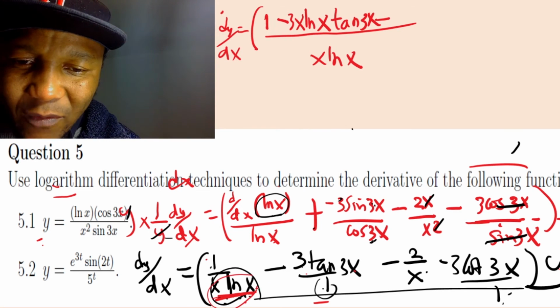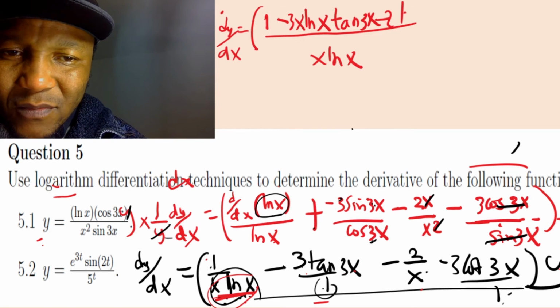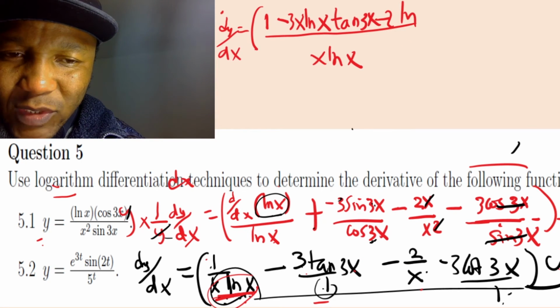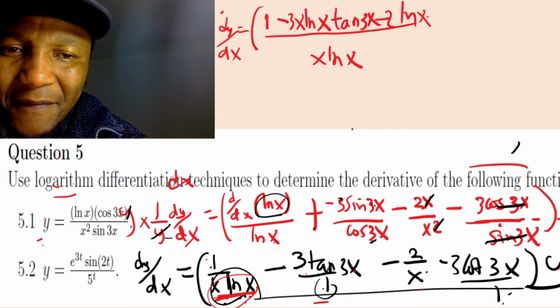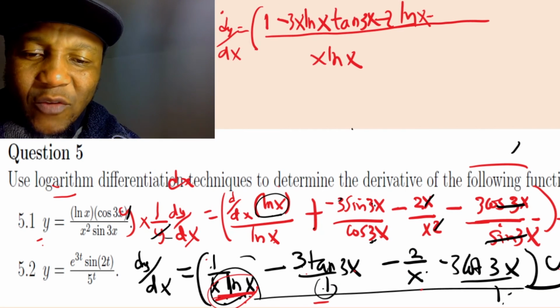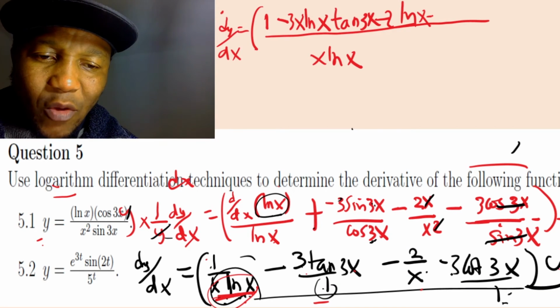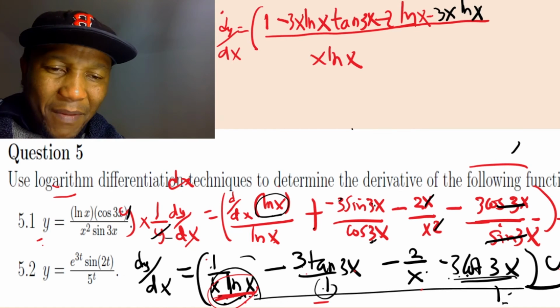Okay, x ln x divided by x equals ln x, times 2 is going to be 2 ln x. So we minus. Then x ln x divided by 1 equals 1, and you multiply by this, it's going to be x ln x times 3, so minus 3x, and then multiply by cot 3x.